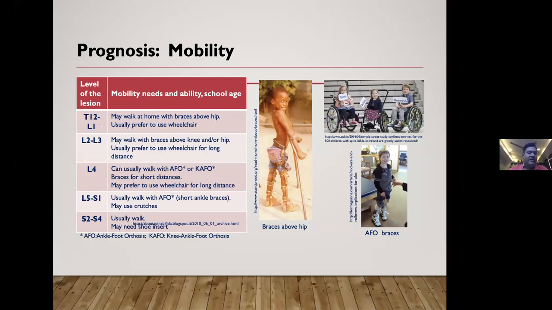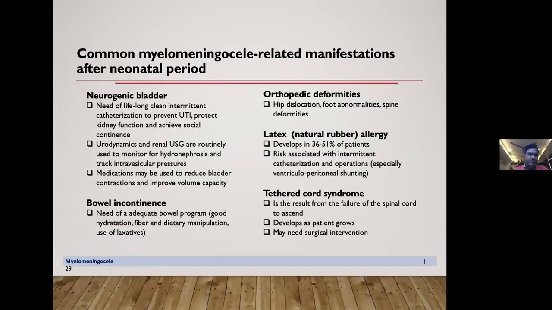Between L2 and L3, they may walk with braces above knee and hip, and usually prefer to use a wheelchair for long distances. At L4, they can walk with an assisted foot-operated device, braces for short distances, and may prefer to use a wheelchair for long distances. L5, S1, they usually walk with short ankle braces. At times, they may use crutches, and S2 to S4 may usually walk and they may require some shoe insert. So you can see that as the level goes up, the disability and the mobility limitation goes up.